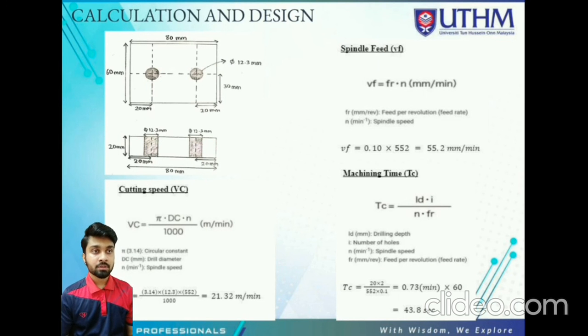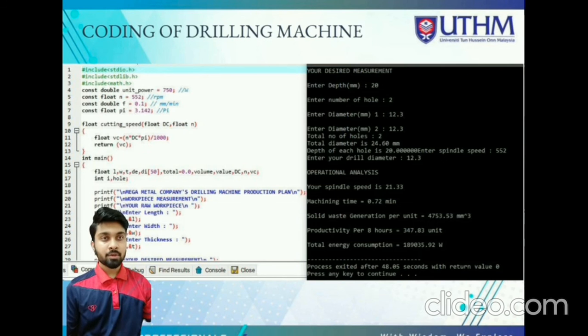So next, the spindle feed and machining time are also found the same way. The spindle feed formula is Vf equals Fr times N. In this case, Fr is feed per revolution. And the machining time formula is Tc equals Id times I over N times Fr. In this formula, Id is equal to the drilling depth and I equal to the number of holes. So from that formula, we get spindle feed which is 55.2 millimeter per minute, and the machining time is 43.8 seconds.